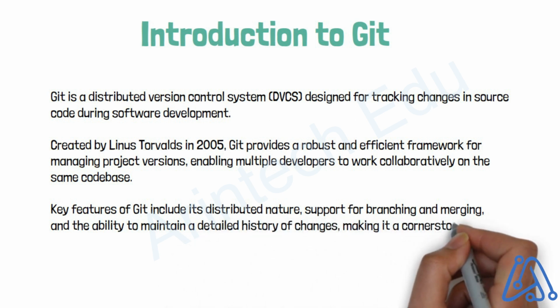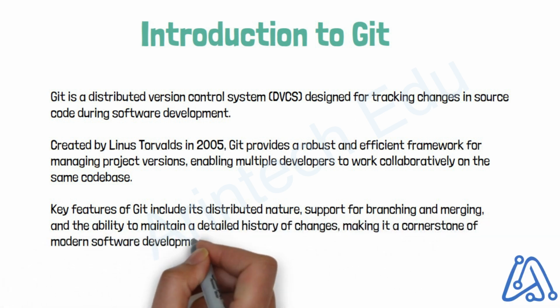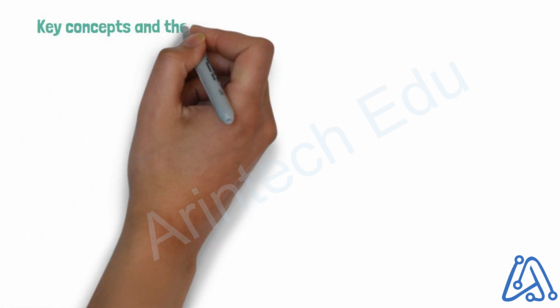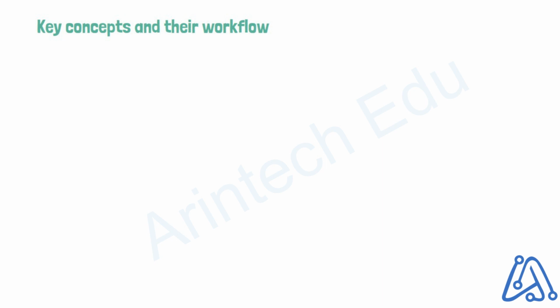Key features of Git include its distributed nature, support for branching and merging, and the ability to maintain a detailed history of changes, making it a cornerstone of modern software development practices. Key concepts and their workflow.